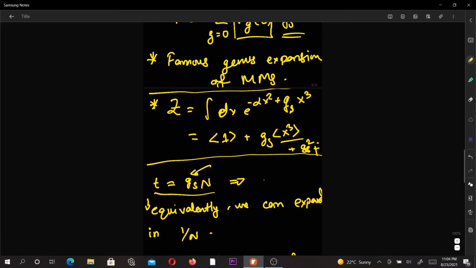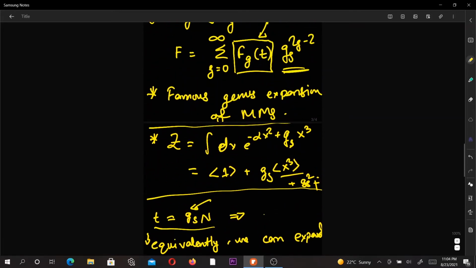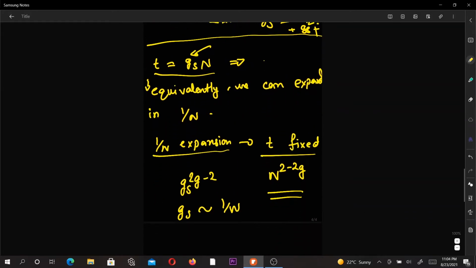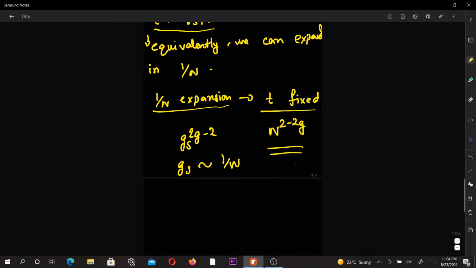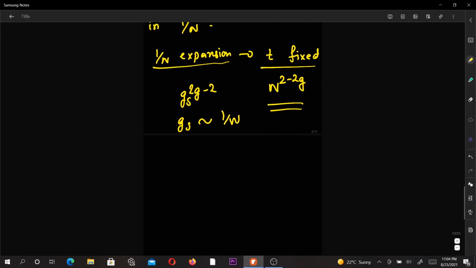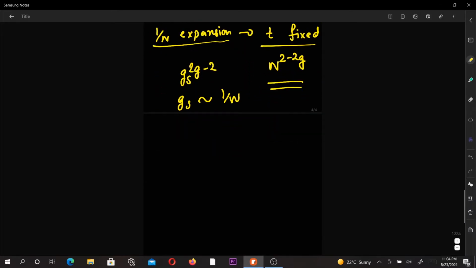So instead of the genus expansion here, we will have an N^2 minus 2g in the free energy expression. Another thing that we study when we are doing an N expansion is the large N limit, that is, we study the case when N is very large.